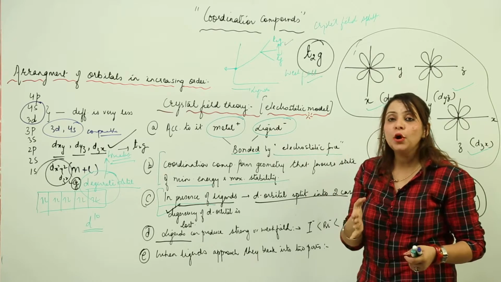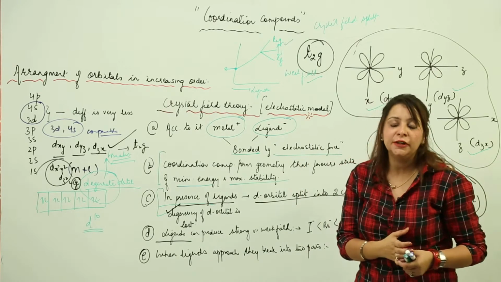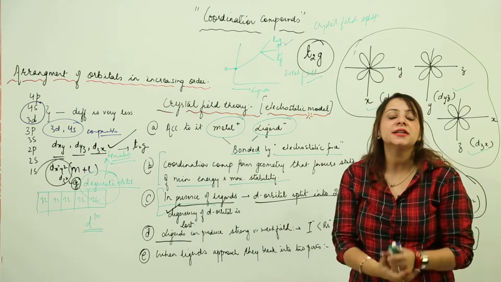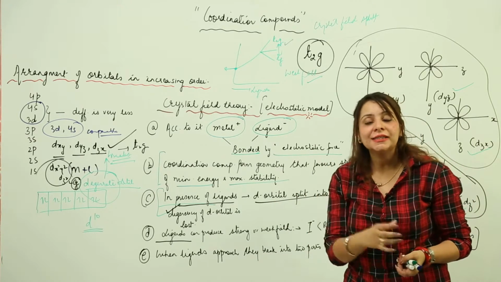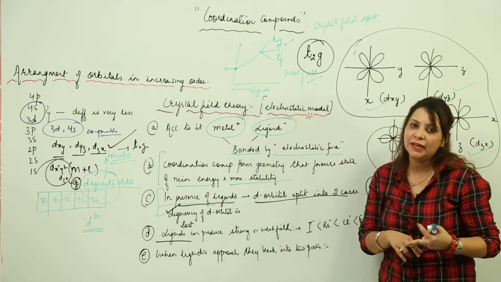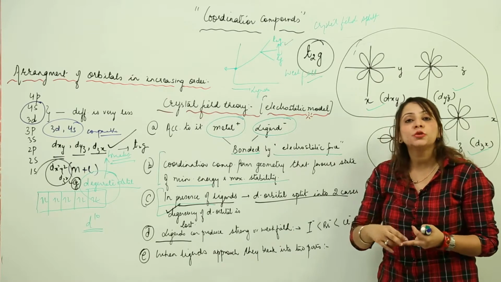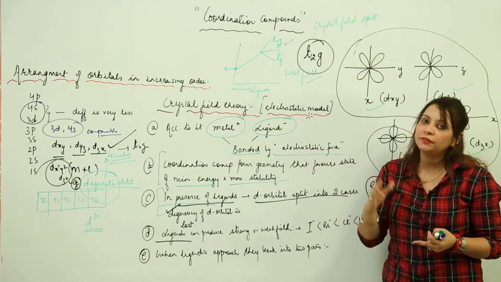So depending upon the extent, or the magnitude, of crystal field splitting, that is, how much energy difference it can create, we classify the ligands into strong field ligands and weak field ligands. If they are able to create a large difference, they are strong field ligands. If they create a small difference, they are called weak field ligands.